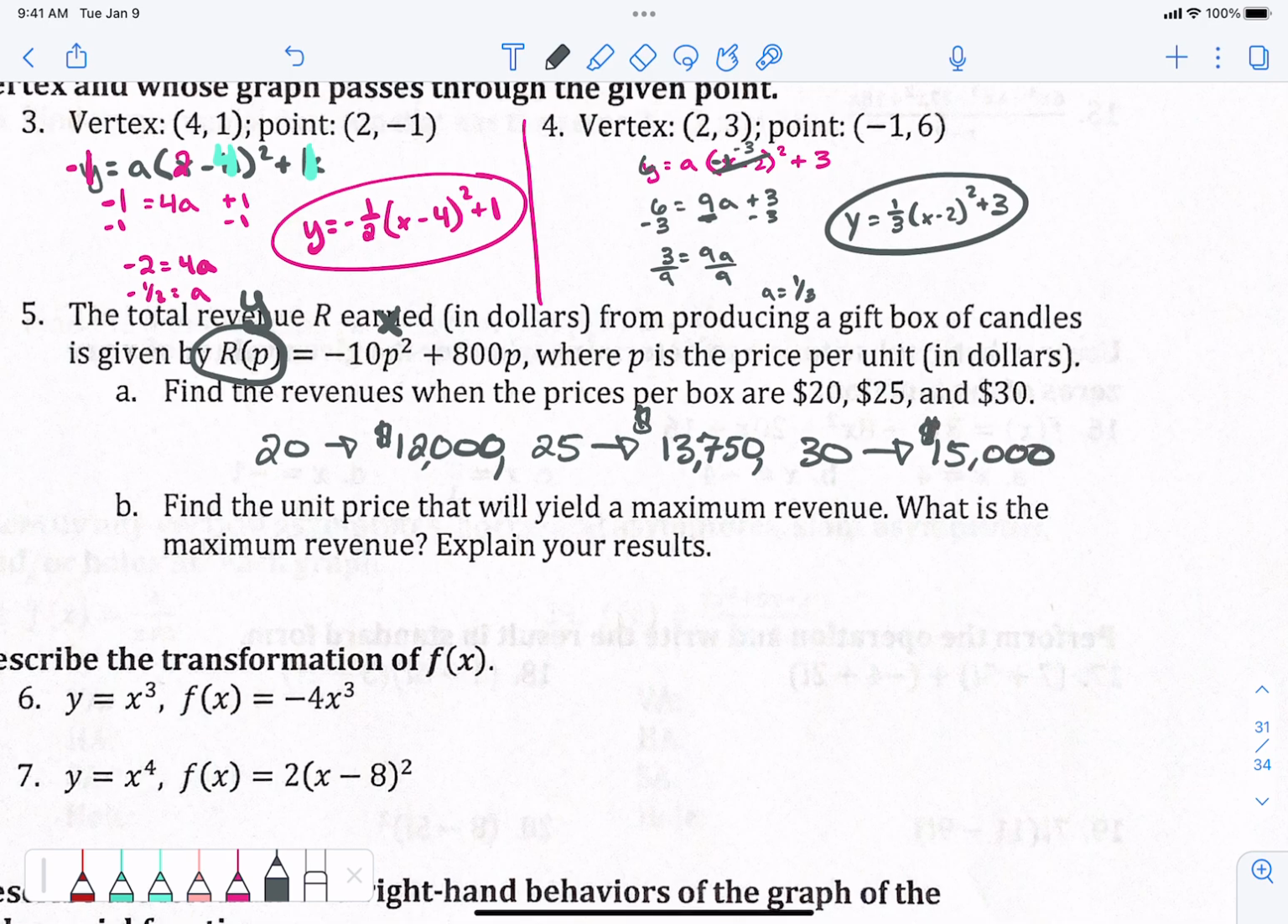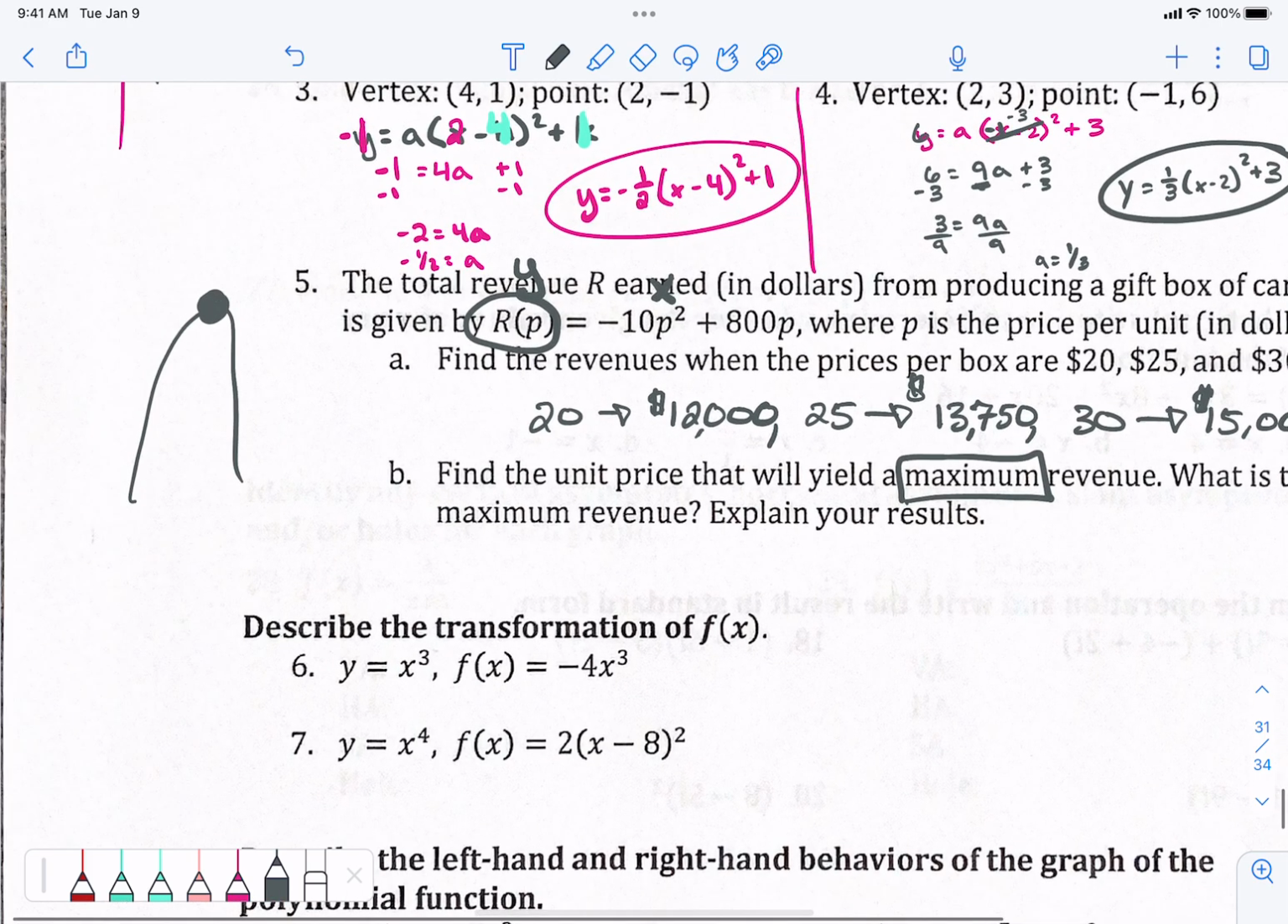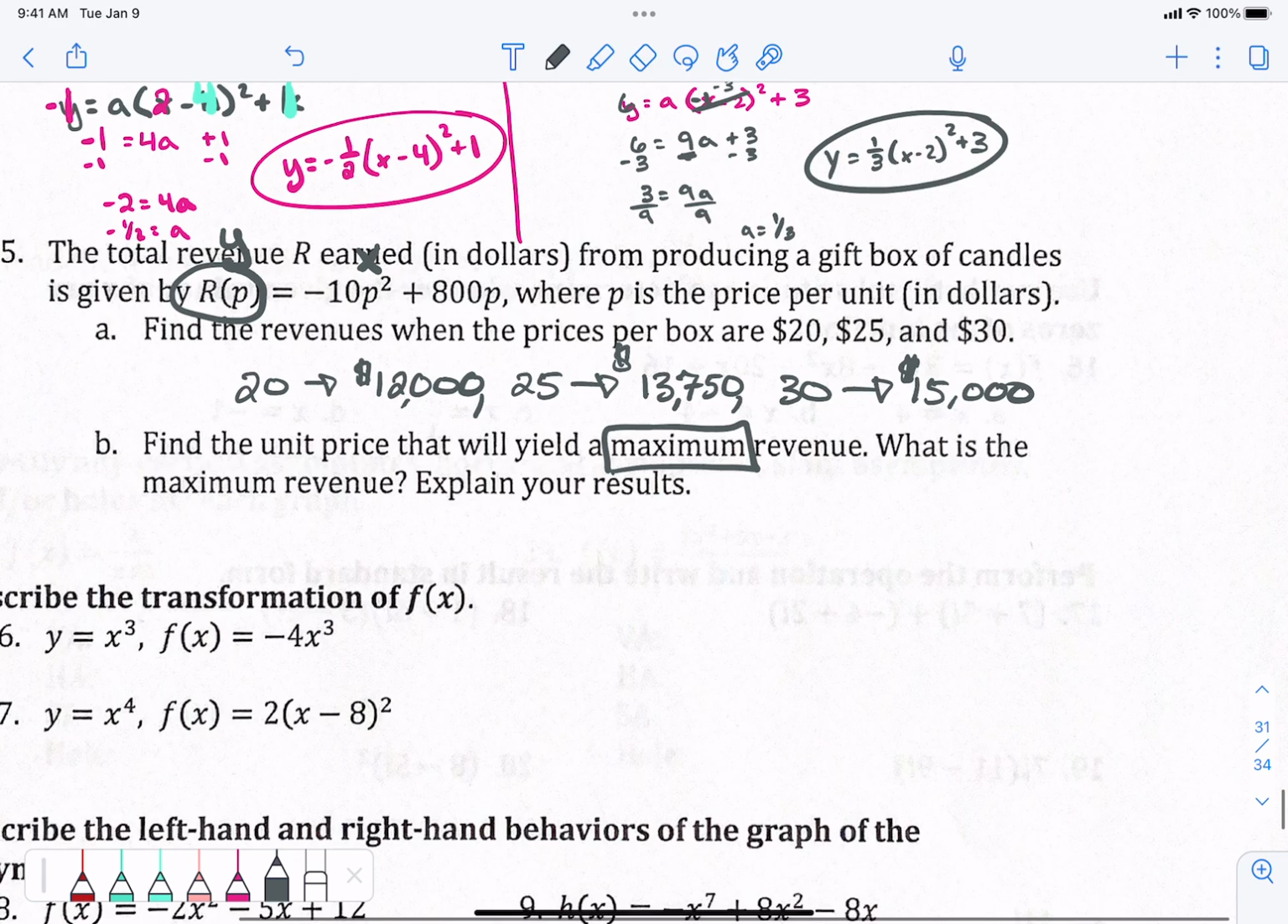Find the unit price that will yield a maximum revenue. What are they asking for when they ask for maximum? The vertex. Okay. Find the unit price. So we're finding the price. Are we finding X or Y? X. We're finding X, okay? Find the price that will yield the maximum revenue, and then it says what is that revenue? So then we are finding Y, right? We're finding X and Y. Explain your results, okay?